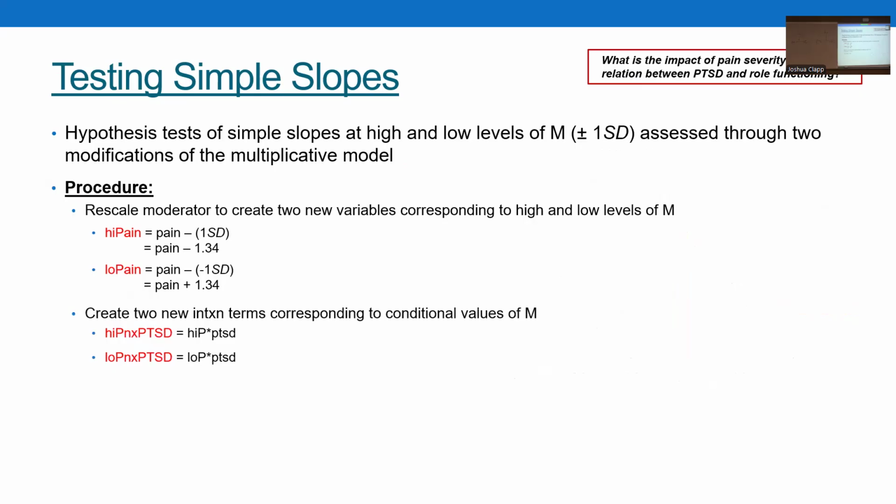Okay. So after you've gone through and rescaled your moderator to correspond to high and low values, what you're going to do now is create 2 new interaction terms corresponding to your condition values of your moderator. So you're going to have a new variable that's high pain by PTSD. It's just your high pain variable multiplied by your PTSD value. Low pain by PTSD is just your new variable that you created for low pain multiplied by PTSD. So in your data set, you're going to have 2 new variables that correspond to high and low levels of your moderator, and then 2 new interaction terms that correspond to the high and low levels.